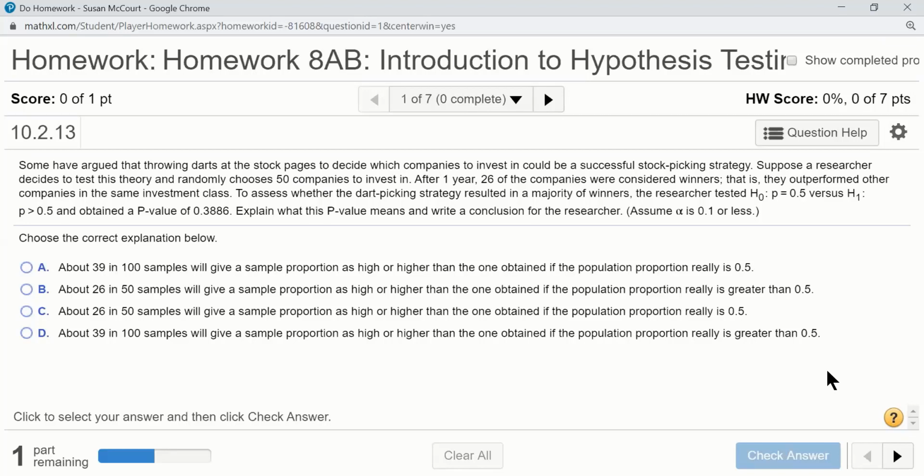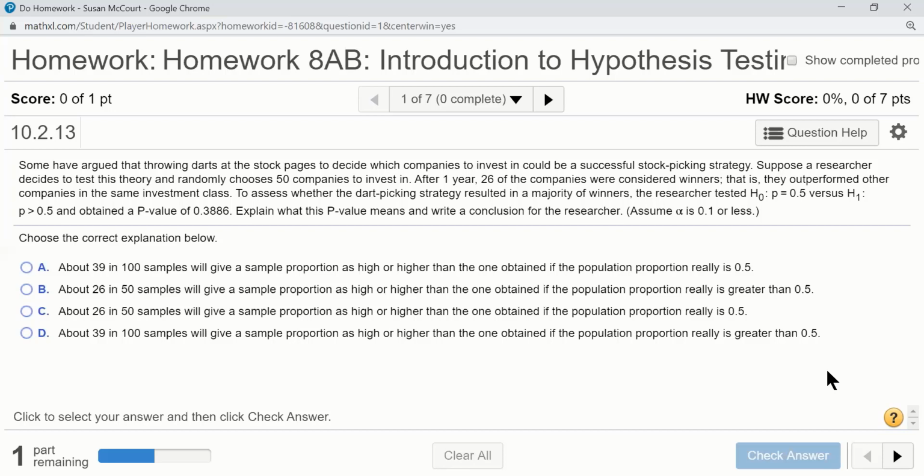So that's more than 50%. To assess whether the dart picking strategy resulted in a majority of winners, the researcher tested H0, or the null hypothesis, P equals 0.5, which means randomly choosing 50-50, versus H1, P greater than 0.5, which means that actually throwing darts works, and obtained a p-value of 0.3886. Explain what this p-value means and write a conclusion for the researcher.